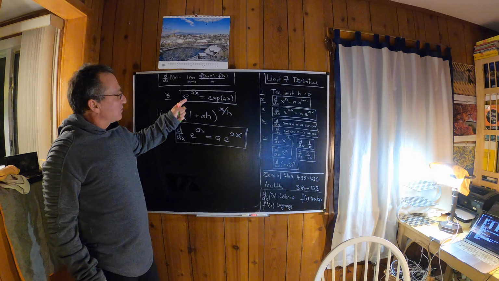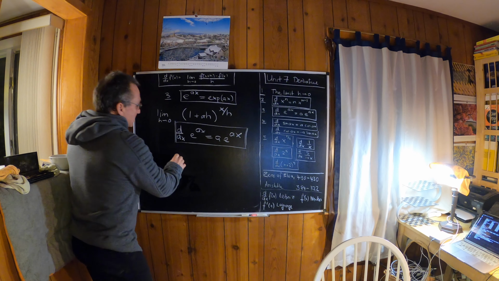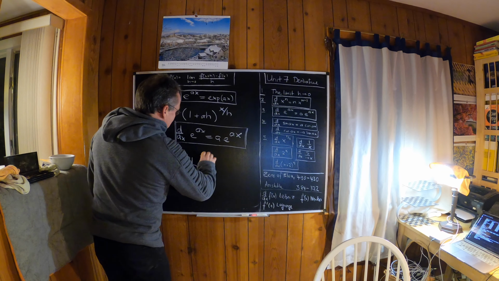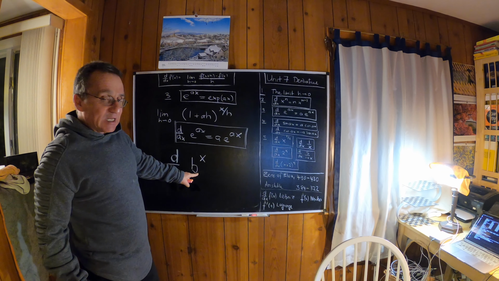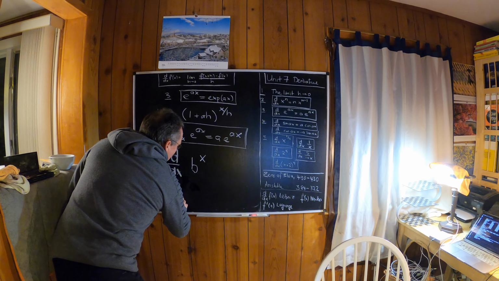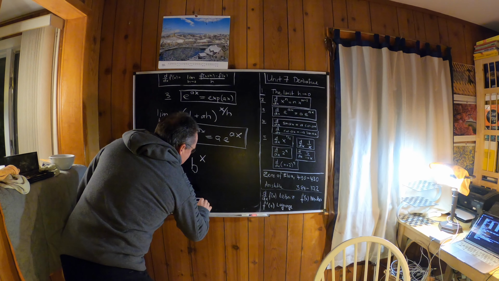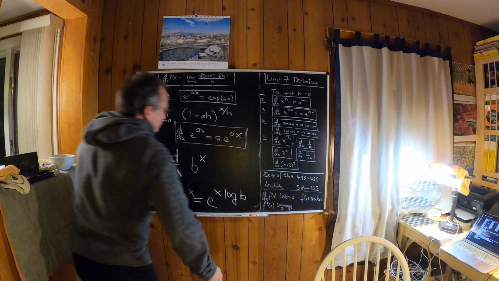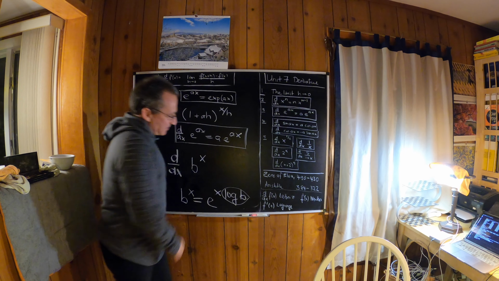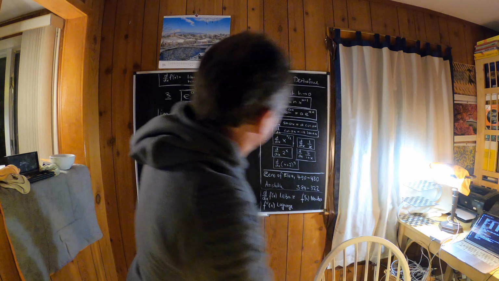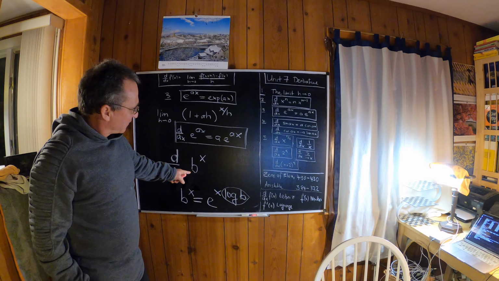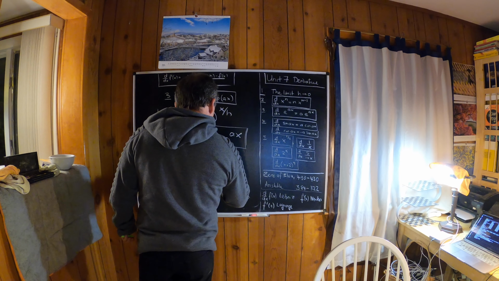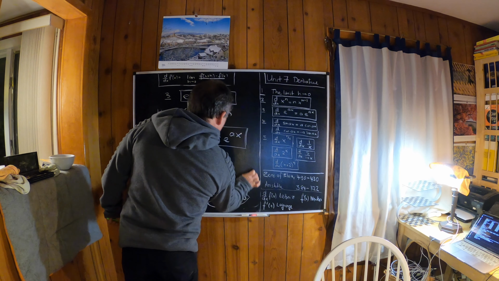And by the way, it also allows you to differentiate in general any base. So maybe I just write that down, d over dx of b to the x. You don't need the e here. You can take any base here. And what you can use is the identity that b to the x is just e to the x times log b. So that's then your constant a here. So what you can do is differentiate that, and what you get is just log b times e to the x.